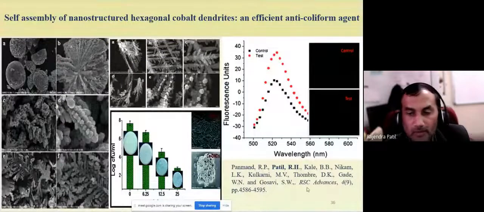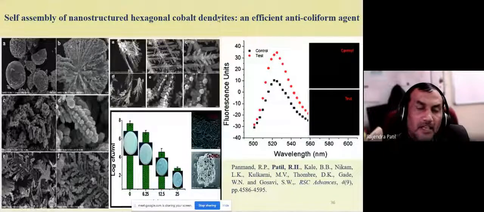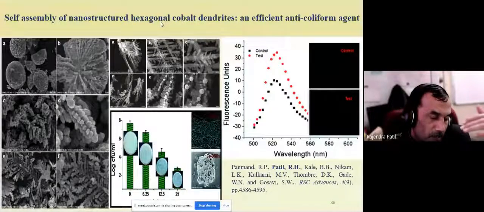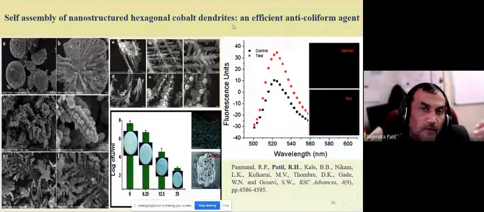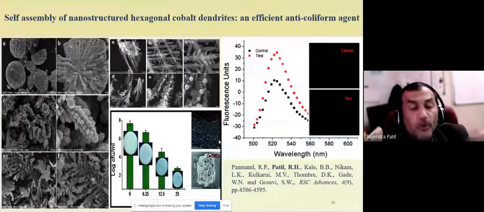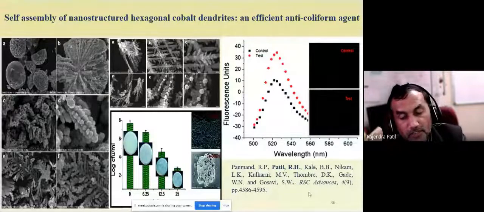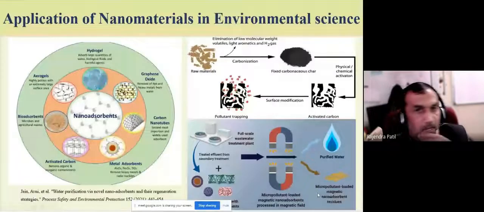Way back in 2011-12, we used cobalt dendrites. These are the morphology of the dendrite structure. Hexagonal cobalt nanomaterial having a dendrite structure was efficiently used to remove the coliforms, and that work was published in RSC Advances way back in 2011-12.